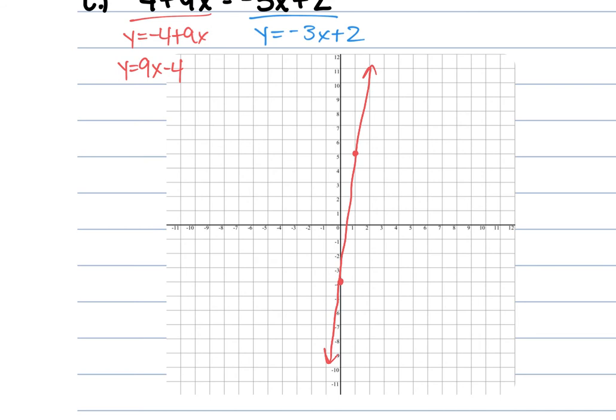Gabby? Go to the left 3, no, go down 3 and then over 1 to the right. Correct, but where do I start? Start at 2. Okay. Very good. Go down. You said 3, and then to the right 1. Excellent.